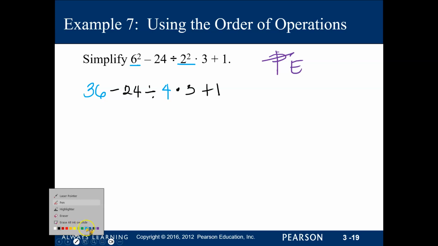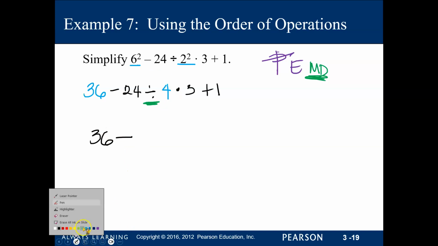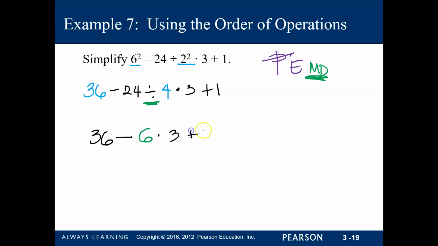Now we check on multiplication or division, whichever comes first. If you look left to right, you see that division is going to be done first. This is your multiplication. Because we encountered division first, we are going to work this one out first. So now we have 36 minus, our division, 24 divided by 4. That is going to be 6. And then you still have your times 3 plus 1.